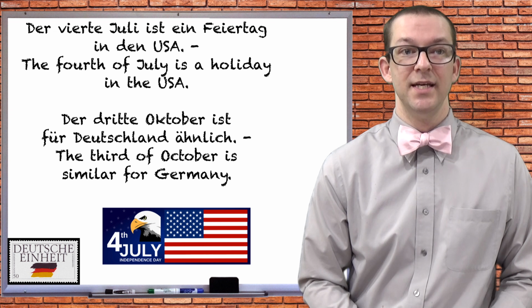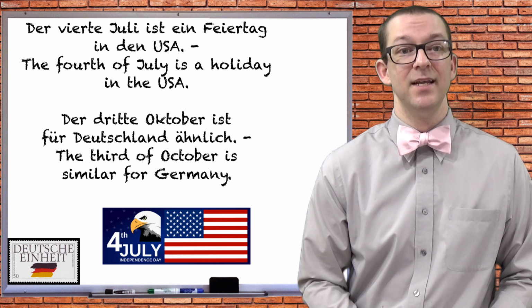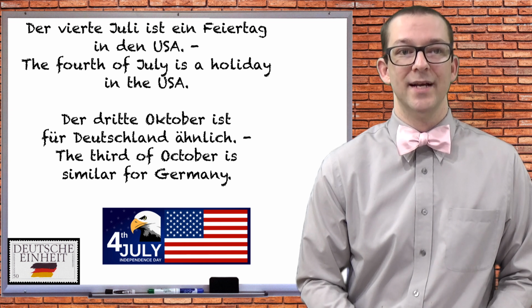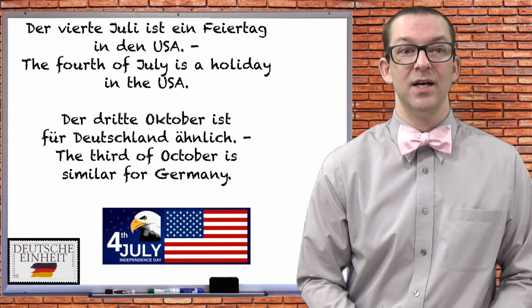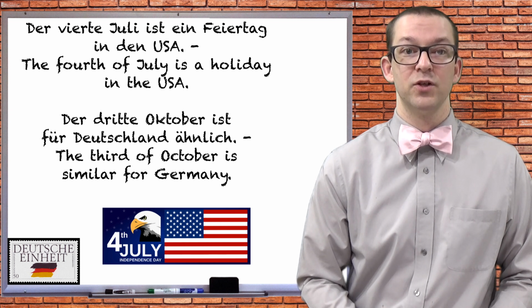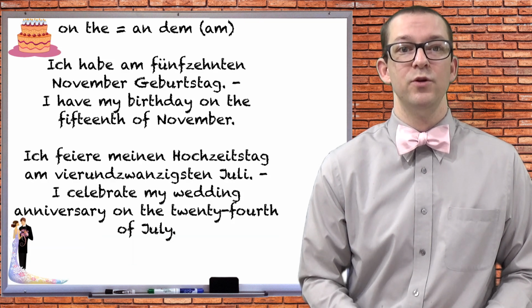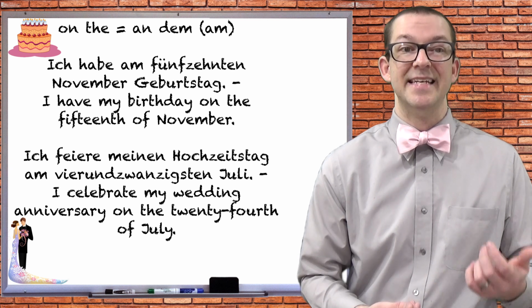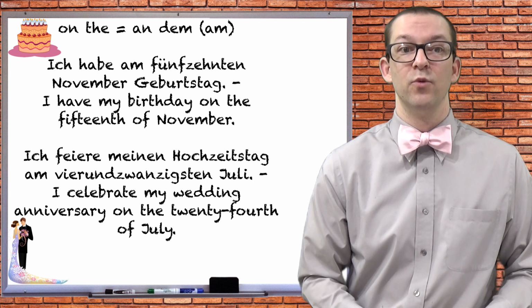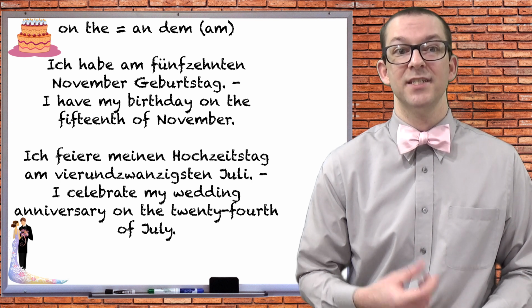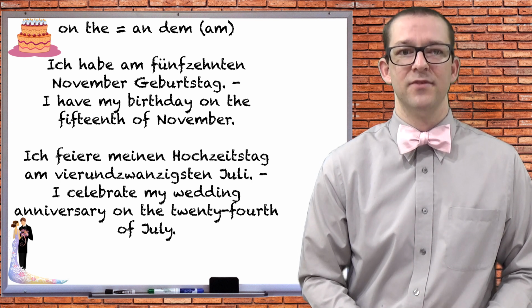Der 4. Juli ist ein Feiertag in den USA. The 4th of July is a holiday in the USA. Der 3. Oktober ist für Deutschland ähnlich. The 3rd of October is similar for Germany. If you want to say on the followed by a date in German, you use the preposition an plus dem, and then the ordinal number with an n at the end. An plus dem are usually shortened to just am.